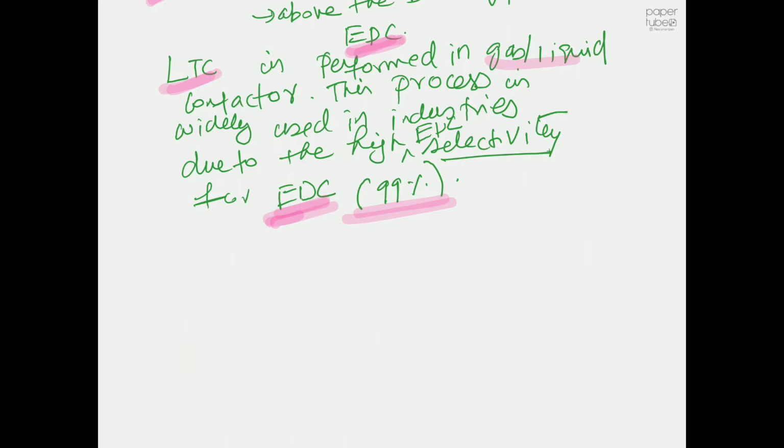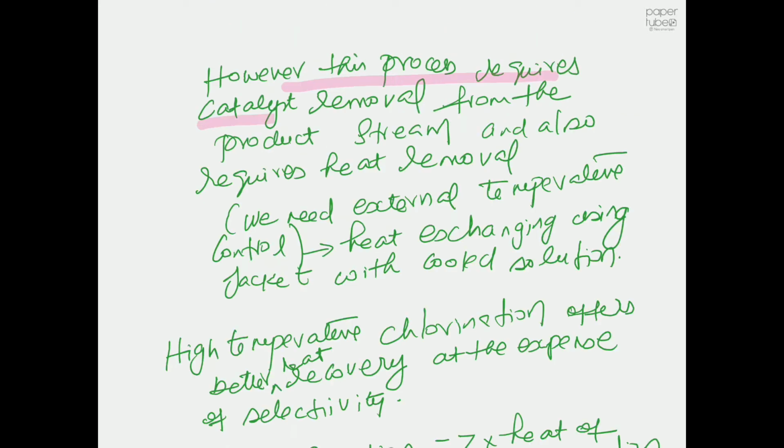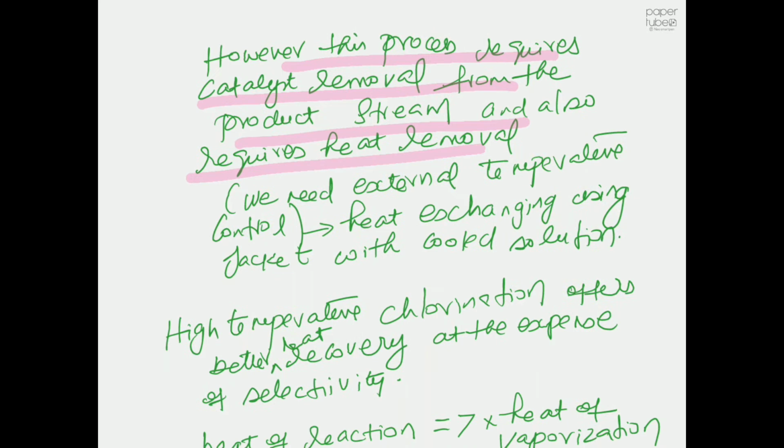So that's why they do direct chlorination at low temperature and also at slightly lower pressure, 0 to 2 atmosphere, and obviously both are below the boiling point, which means you are going to get a liquid product. However, this process requires catalyst removal from the product stream, and also requires heat removal. So normally it may look something like this. I can draw the diagram.